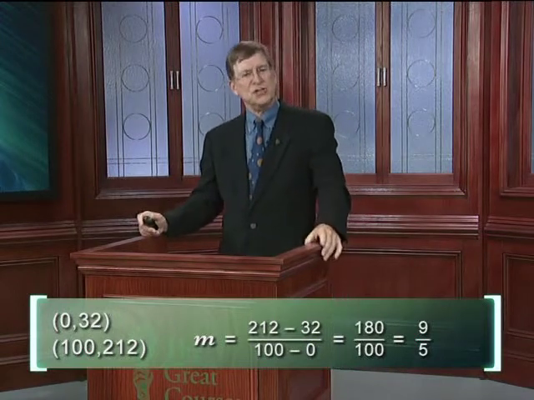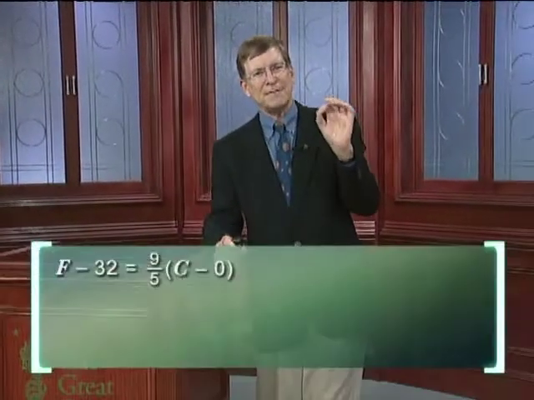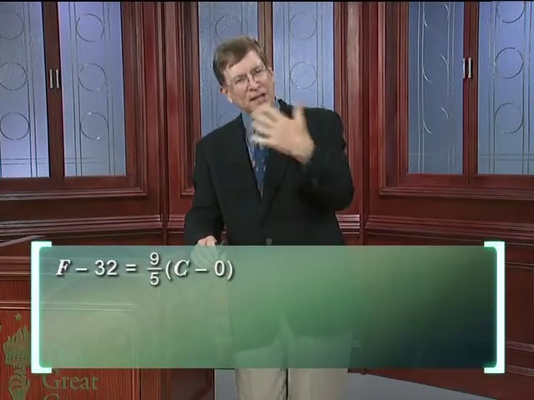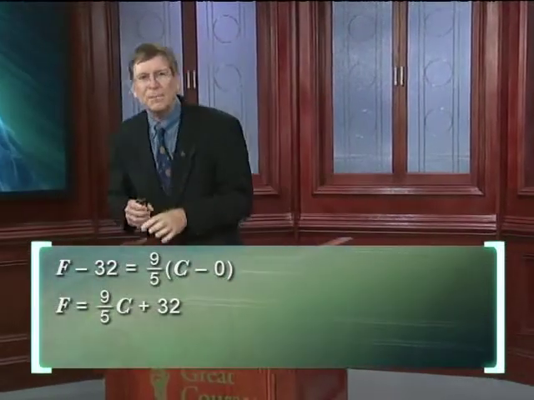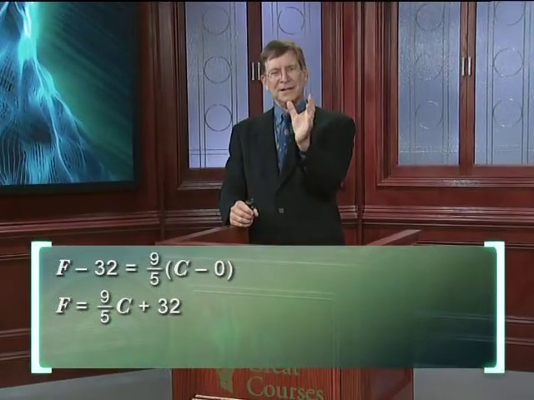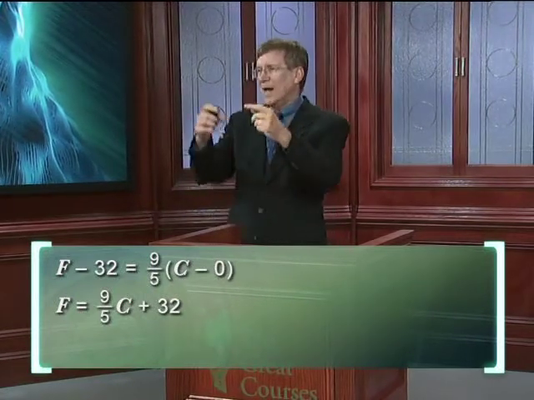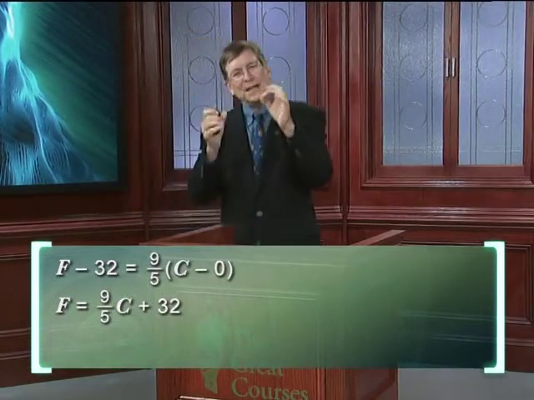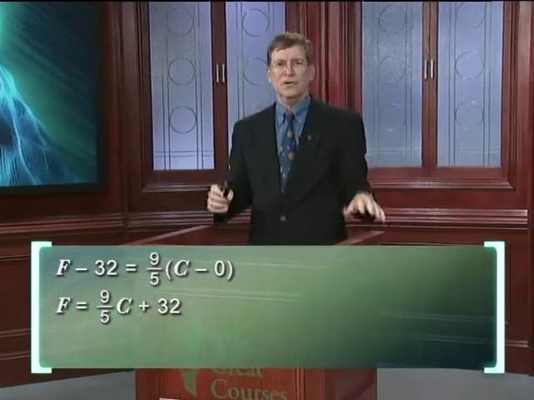How about the point (0, 32), and we plug that into the point-slope equation to get F minus 32 is 9/5 times (C minus 0), and then simplify that to get Fahrenheit equals 9/5 C plus 32. So that's a formula, an equation that relates the Fahrenheit temperature to the centigrade temperature. And by the way, you could manipulate that equation a little bit and get another one of the form C equals something with Fahrenheit. That wouldn't be hard to do.